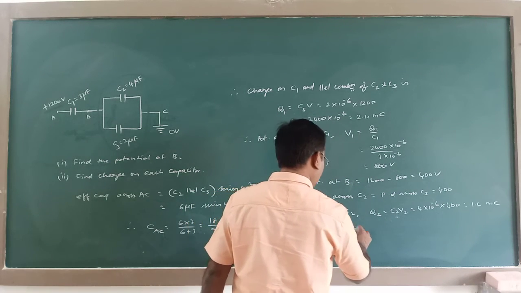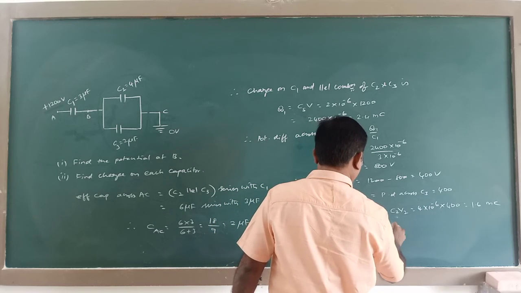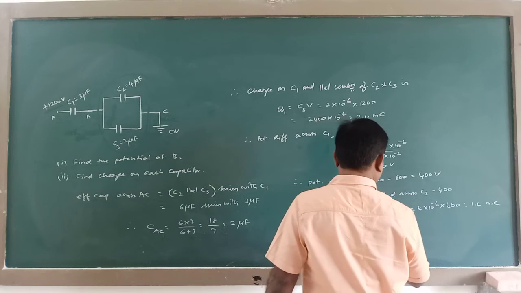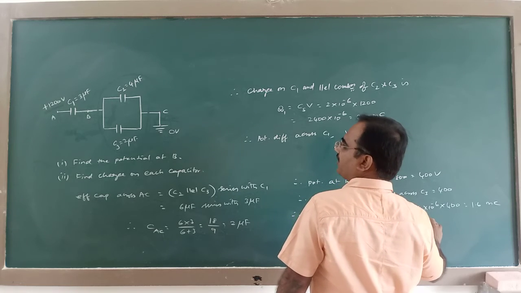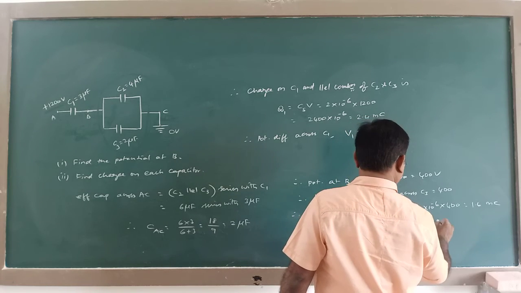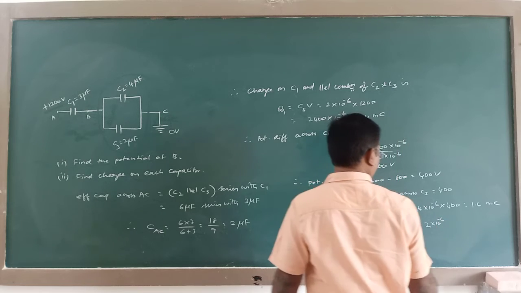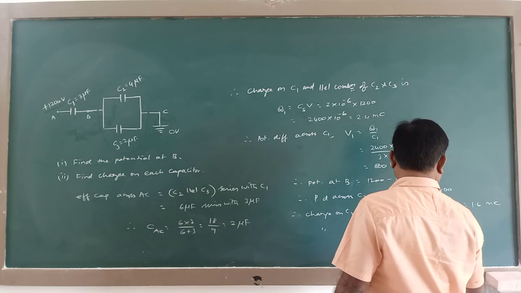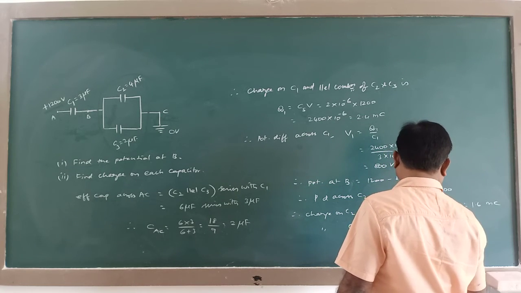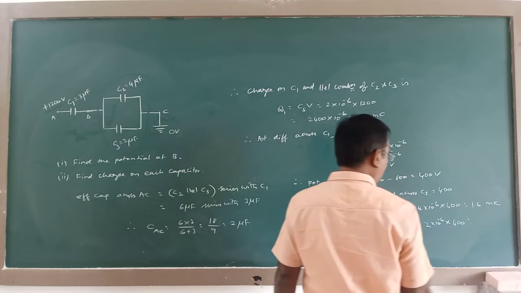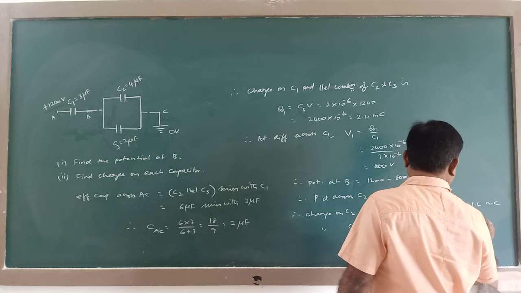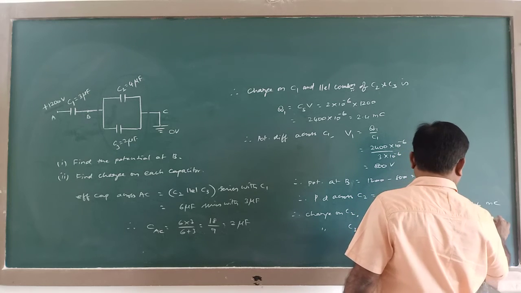Similarly, the charge on C3, Q3, is C3 into V3, that is 2 into 10 to the power of minus 6, and V3 is 400. So this is 800 into 10 to the power of minus 6, that is 0.8 millicoulomb.